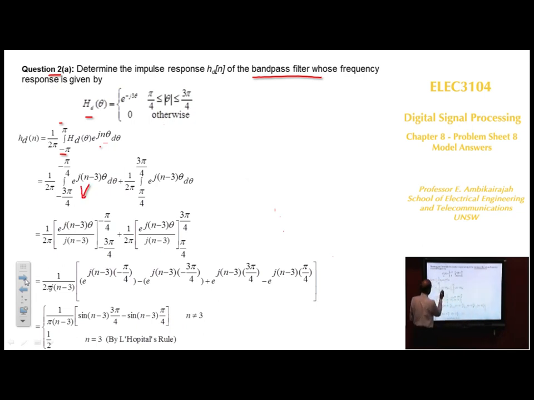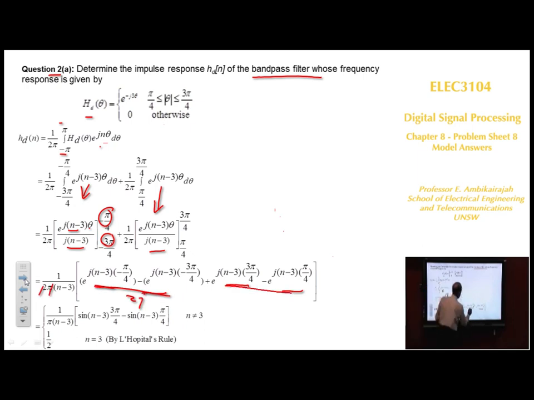So if you integrate that one, e to the j n theta divided by j n minus 3, and then similarly this one, when you do the integration, now you substitute these values and you'll get this one minus that, and then that one minus that. Now if you divide all of them by 2j, the 2j comes underneath, it will become a sine, and this also becomes a sine, and you switch them around to get the minus sign here. And the 1 over pi n minus 3 will be in the front.